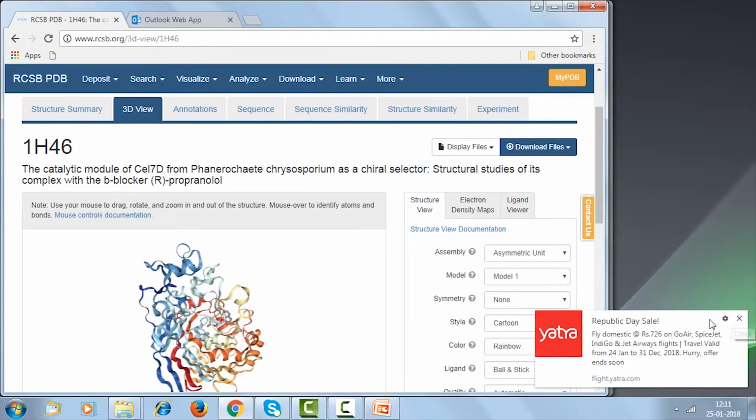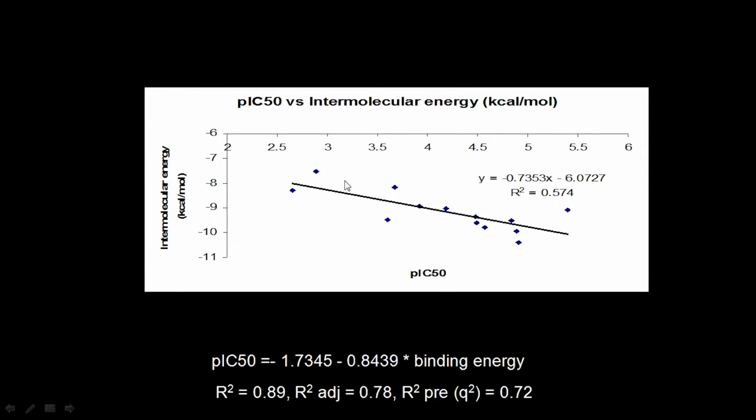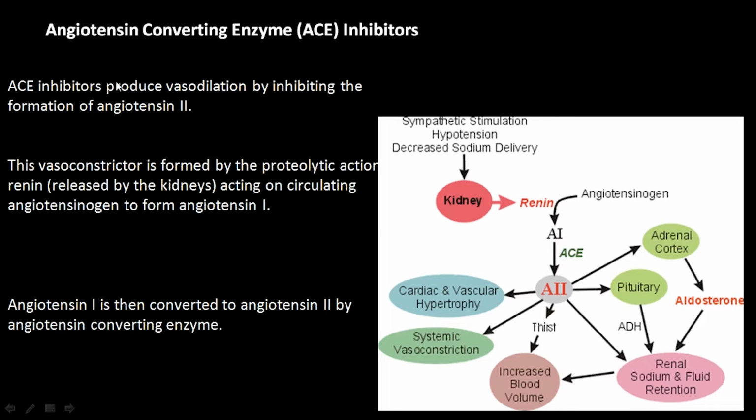Once we dock all these drugs to the active site, and then we plot the pIC50, which we got from literature, against this, which we call the intermolecular energy or binding energy or interaction energy. Again, we see a nice correlation: more negative, better is the activity; less negative, less is the activity. So very nice.